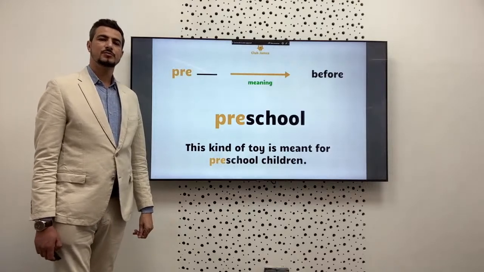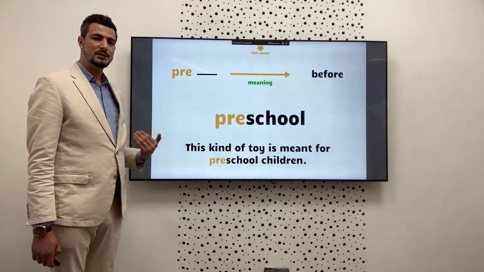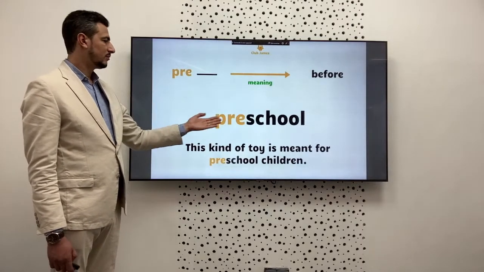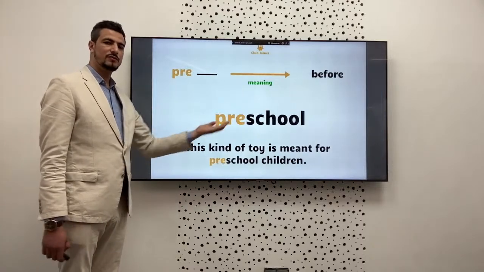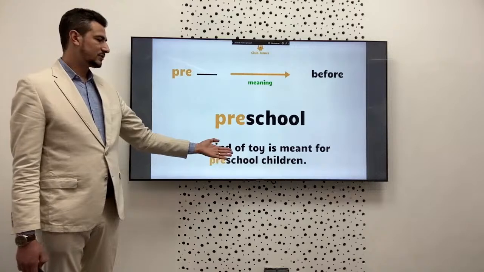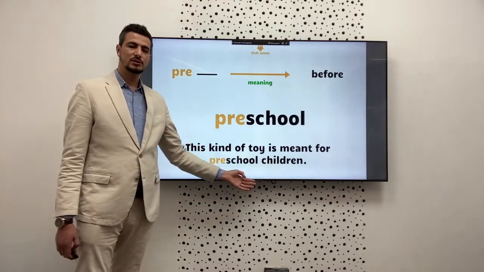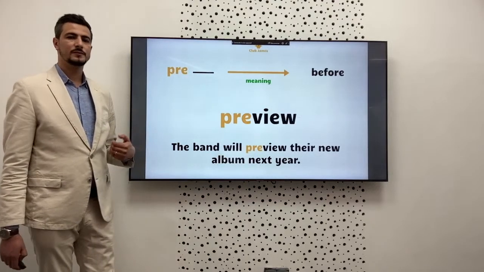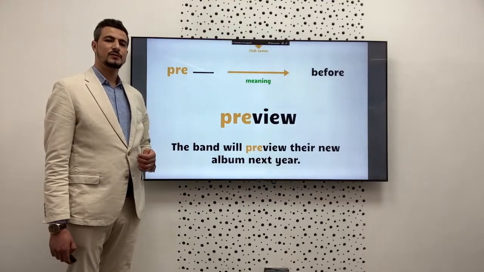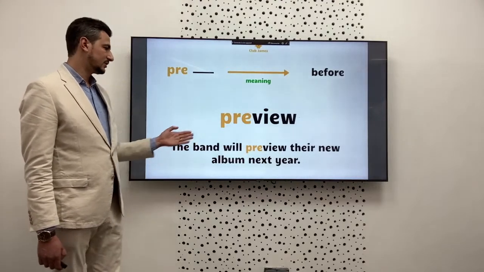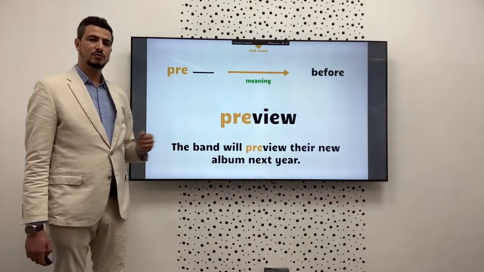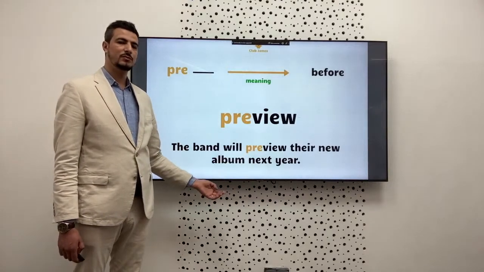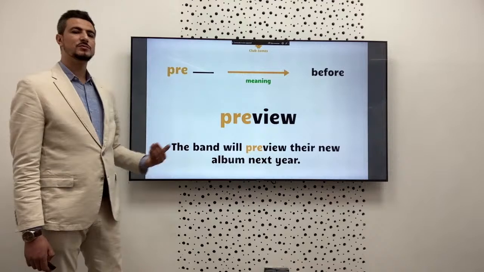Another prefix is the prefix pre. Pre means before, like prehistory. Preschool. School, preschool, before school. This kind of toy is meant for preschool children, which means children who haven't yet attended school. Preview is the other example of the prefix pre. As you can see, view, preview, which means before viewing. The band will preview their new album next year. Preview means show it before.